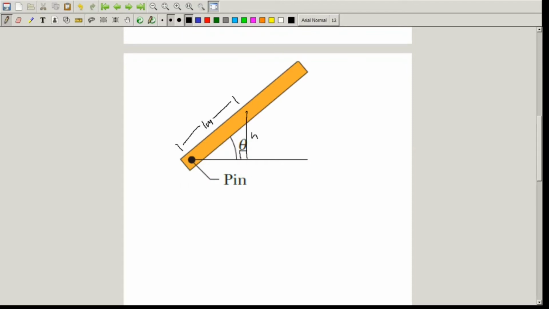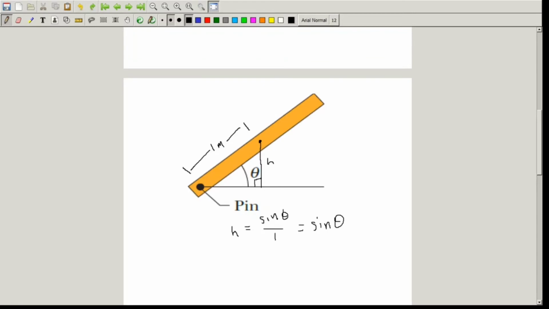Now, from trigonometry, we know that sine of theta is going to be equal to the opposite over the hypotenuse. So our opposite is h, and our hypotenuse is 1. So in this case, our h is equal to sine of theta. Our last thing we have to find now is I, or the rotational inertia of our rod.